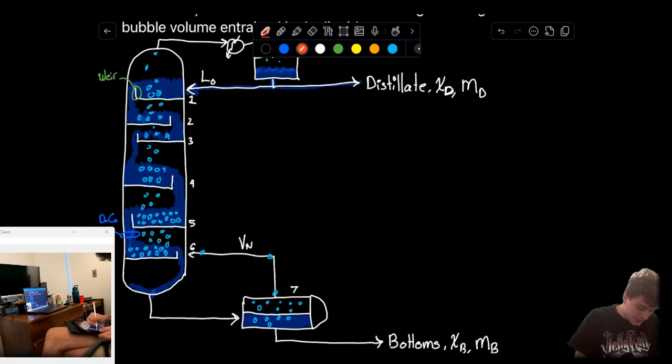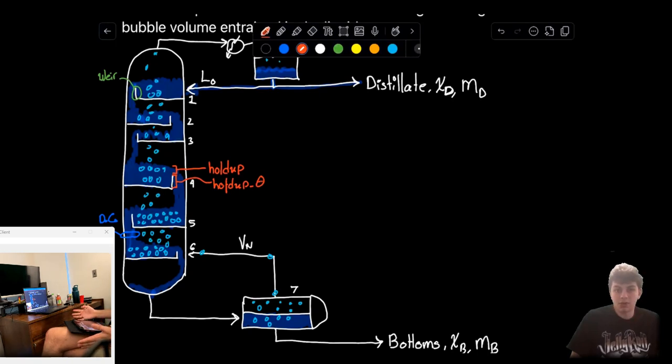Again, we call this guy here the weir, but we will call this our holdup, and this liquid level will be holdup, not. That looks like a theta, but it's supposed to be a 0. And so that's just two ways to kind of denote liquid height here.